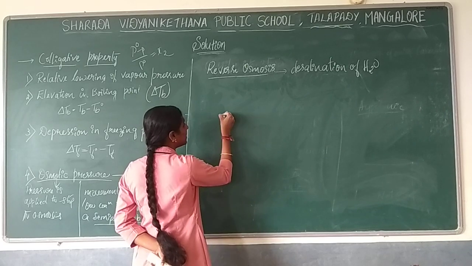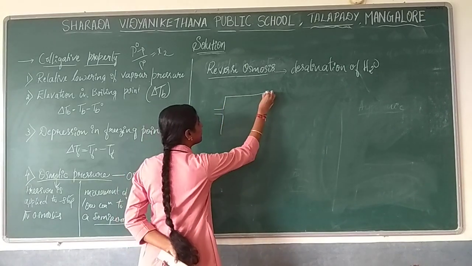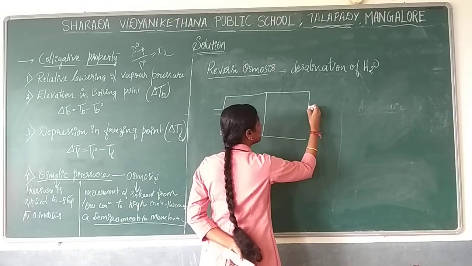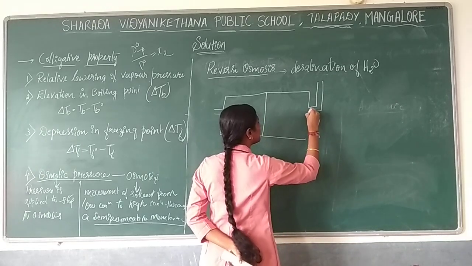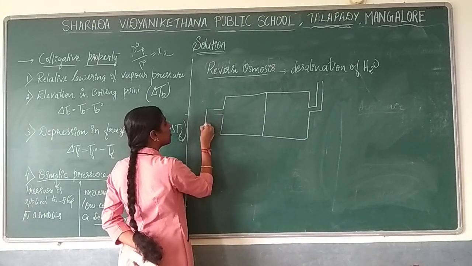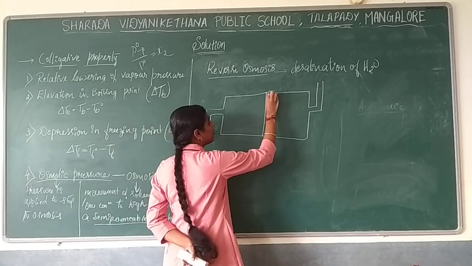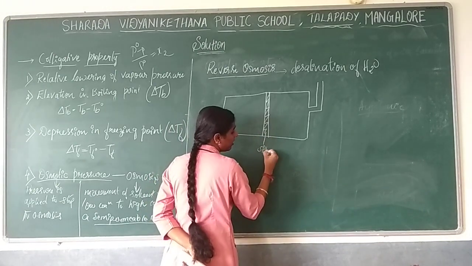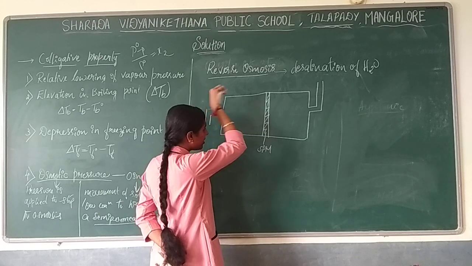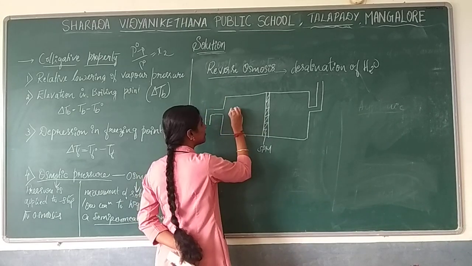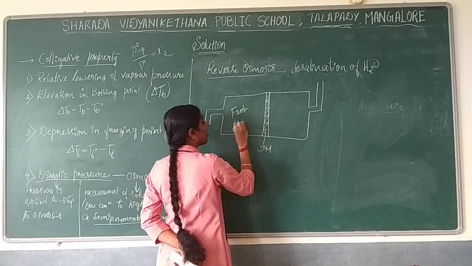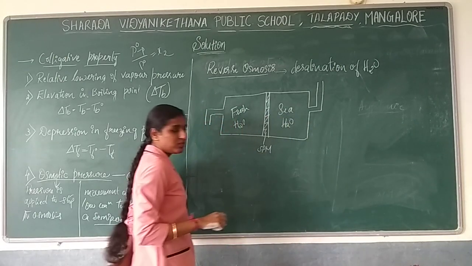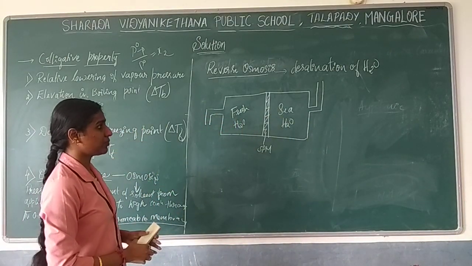Now here, if we consider a system, this is the system. In this is nothing but your semi-permeable membrane. Here you just take your fresh water, and here you take seawater. Now what will happen? First the osmosis procedure will take place.